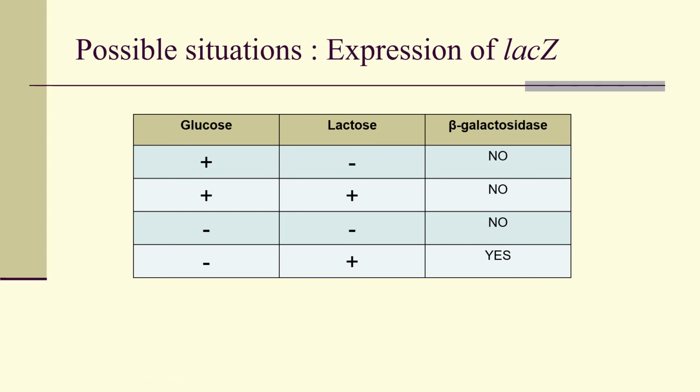This table shows when beta-galactosidase is expressed. When there's glucose present and lactose is absent, there is no beta-galactosidase activity. In the presence of both glucose and lactose, there is still no beta-galactosidase activity. In the absence of both sugars, there's no beta-galactosidase activity, and beta-galactosidase is only expressed when there's lactose present and glucose is absent.